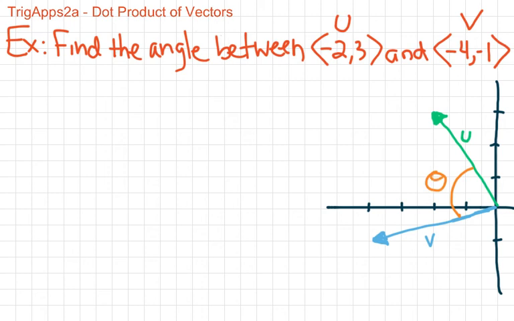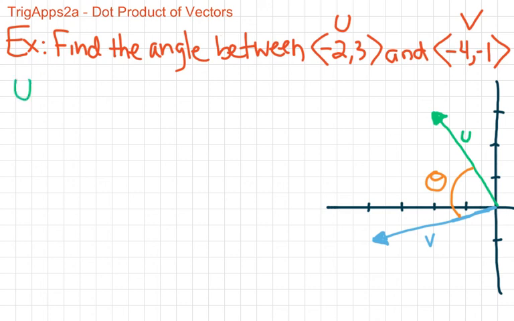Theta is that angle. Now, just looking at that, I'm thinking that's got to be less than 90 degrees, because if it was 90 degrees, that green vector would be a little bit more vertical. In fact, it would probably be negative 1, 4, or something like that. Okay? So I'm just going to start that calculation process.